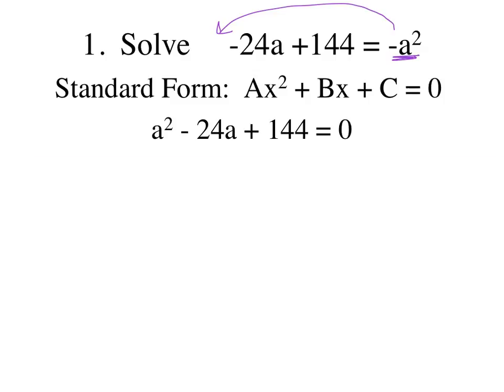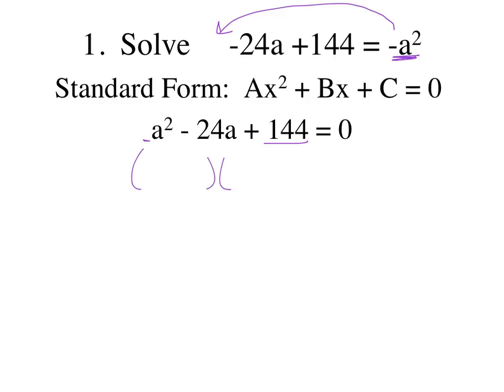The minus 24a and plus 144 stay the same. And now that you've got standard form, you're ready to factor. So we look for a GCF, which there is none. We're going to do a times c, which is 144. And I'm already thinking that a and c right now are perfect squares. And so I'm realistically looking for my factors of 144 that are going to give me negative 24.